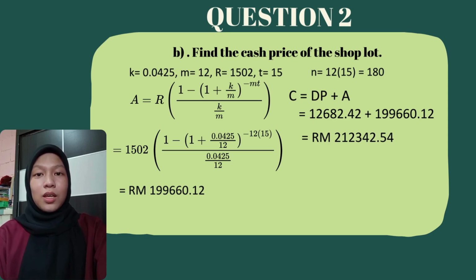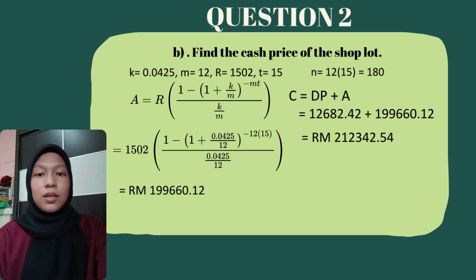In this question, we need to find the cash price of the shop lot. Based on question 2b, we have to identify each of the new information given, which is K equal to 0.0425, M equal to 12, R equal to 1502, and T equal to 15. I'm going to use the present value formula for this question. The formula is A equal to R times 1 minus 1 plus K over M, power negative MT divided by K over M. So it will be 1502 times 1 minus 1 plus 0.0425 over 12, power negative 12 times 15 divided by 0.0425 over 12.